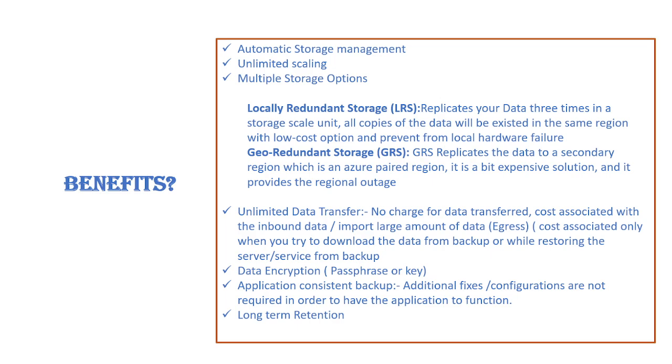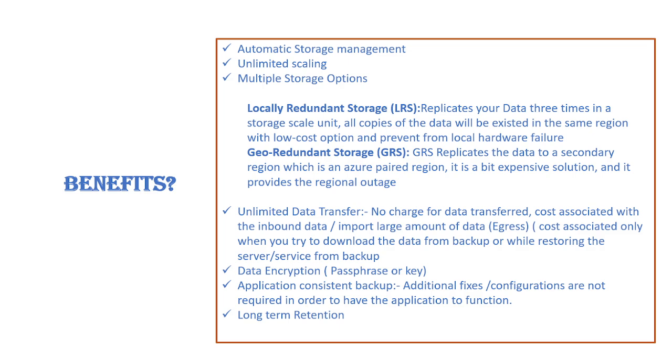Like where you want to store your data. You want to store the data in Western Europe, in the same AZ1, availability zone 1, or you want a copy of your data kept in multiple geographical regions, so that if a disaster happens your data will be safeguarded. LRS means locally redundant storage. It replicates your data 3 times in a storage scale unit. All the copies of the data exist in the same region, a low-cost option that protects from local hardware failure. LRS only gives you local hardware redundancy.